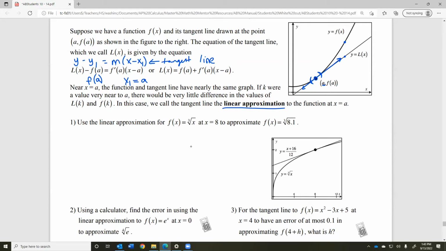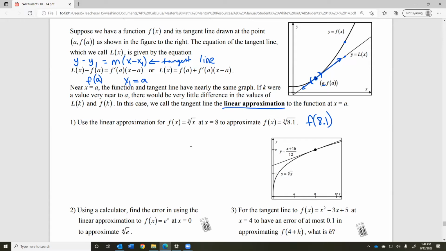The questions are going to be worded something like this. Use the tangent line or use the linear approximation of f of x equals, they're going to give you a function, at x equals a number. They're going to ask you to evaluate or approximate f of some value. So in this case, we're approximating f of 8.1. What's the cubed root of 8.1? We don't know what the cubed root of 8.1 is. Without a calculator, that would be very difficult to calculate. It's a little bit more than 2, but how much more than 2?